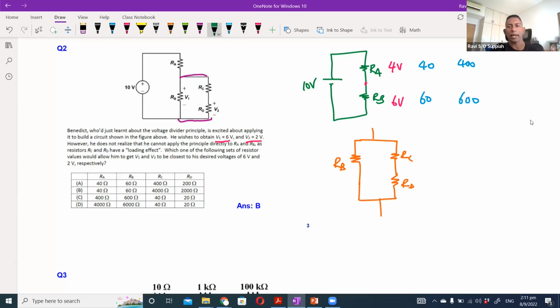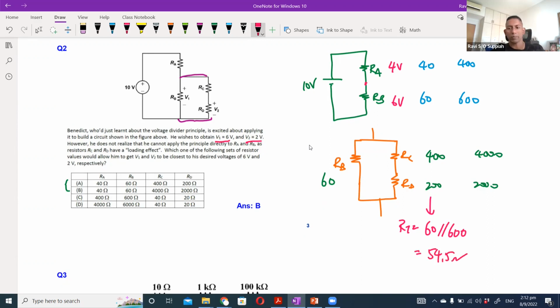Okay, now let's assume that I take RB to be 60. So I have two possible combinations. Correct, the one is 400 and 200, or the other one is 4,000 and 2,000. I'm just taking options A and B to see what happens. Now if I look at these two options and calculate, the total resistance here would be 60 parallel with 600, and that will give me 54.5 ohm.